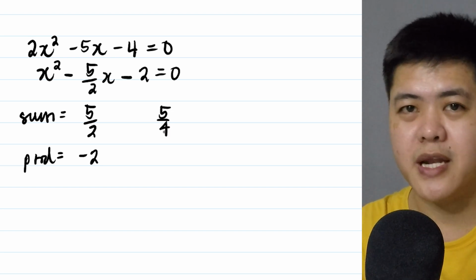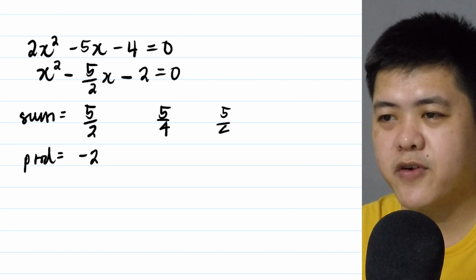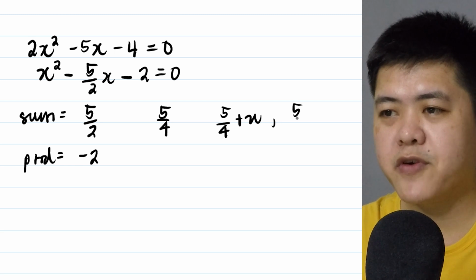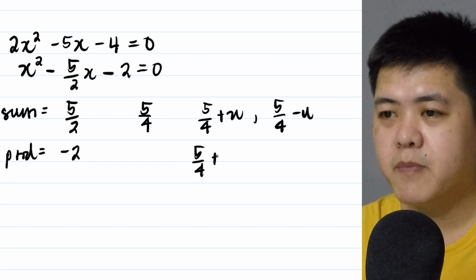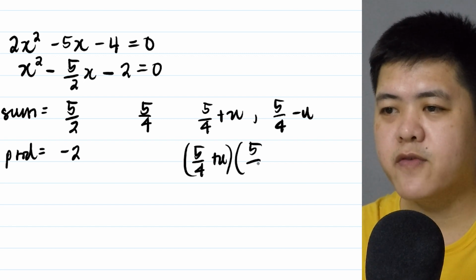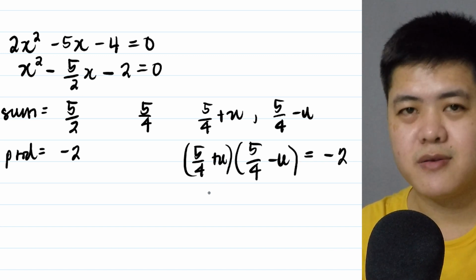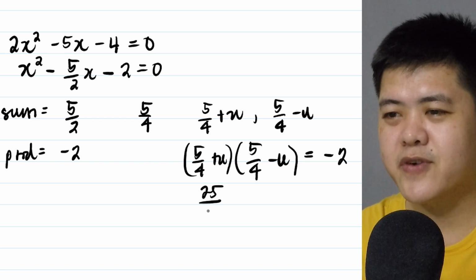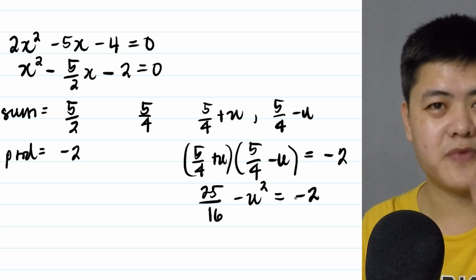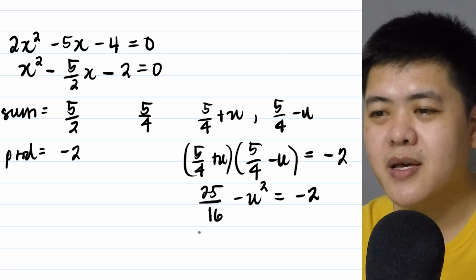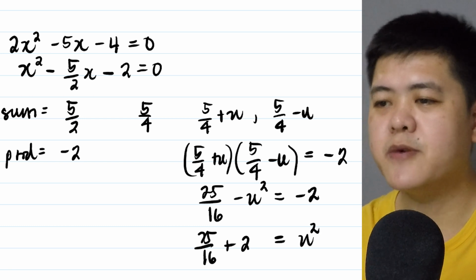And then, kunin natin kung ano ipa-plus natin kay 5 over 4 at i-minus kay 5 over 4. So, the roots are 5 over 4 plus u, and then 5 over 4 minus u. The product is negative 2. 5 over 4 plus u times 5 over 4 minus u. That's equivalent to negative 2. And then, alam na natin to, we have 25 over 16 minus u squared equals negative 2. Then, lipat natin yung negative 2 sa kabila, and then yung u squared lipat natin sa kabila. We'll get 25 over 16 plus 2 equals u squared.